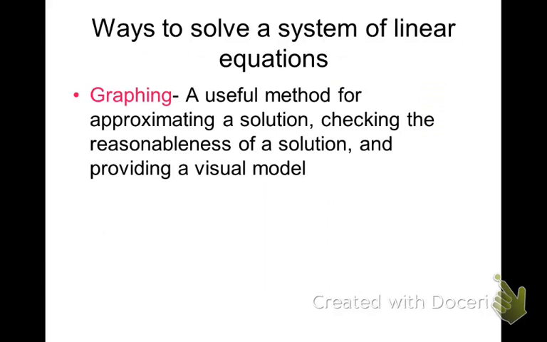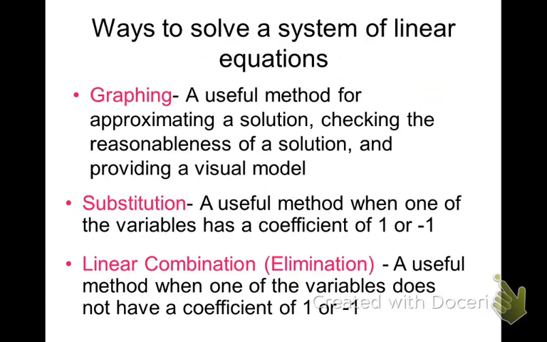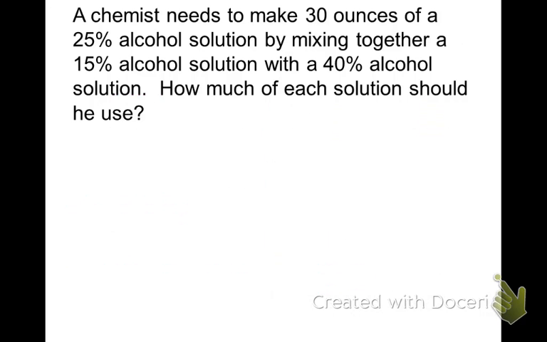So, graphing. When we use graphing, graphing is, again, for me, just a nice method to start with to give you an idea that when you're solving a system, you're looking for an intersection of graphs. Substitution method is a great method when one of the variables has a coefficient of 1 or negative 1. And the addition method is good when you don't have variables that are 1 or negative 1. It's usually a little bit easier to do that than substitution.